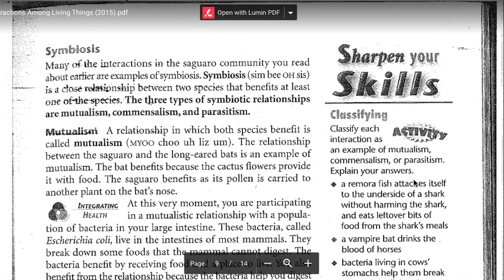All right. The next one, symbiosis. Many of the interactions in the saguaro community you read about earlier are examples of symbiosis. Symbiosis is a close relationship between two species that benefits at least one of the species. There are three types of symbiotic relationships: mutualism, commensalism, and parasitism. Okay, so that means that at least one of the species is going to benefit from the relationship.